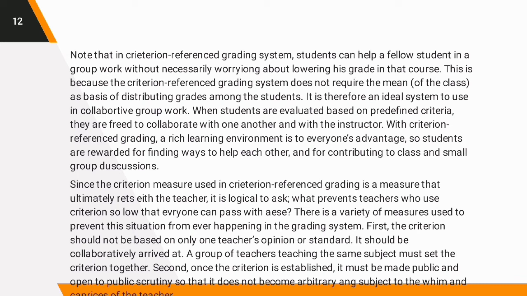Since the criterion measure used in criterion reference grading is a measure that ultimately rests with the teacher, it is logical to ask what prevents teachers from using a criterion so low that everyone can pass with ease. There is a variety of measures used to prevent this situation from ever happening in the grading system. First, the criterion should not be based on only one teacher's opinion or standards. It should be collaboratively arrived at. A group of teachers teaching the same subject must set the criterion together.